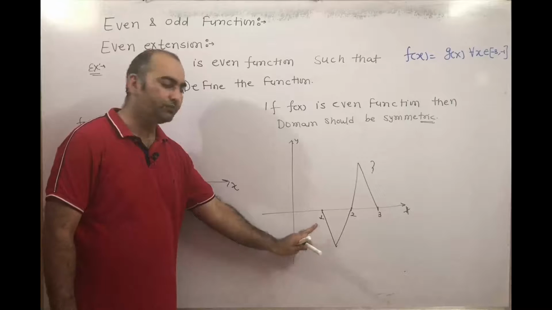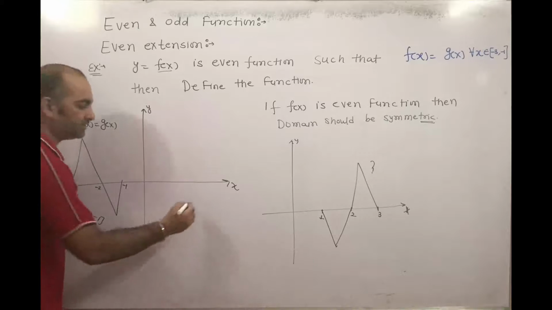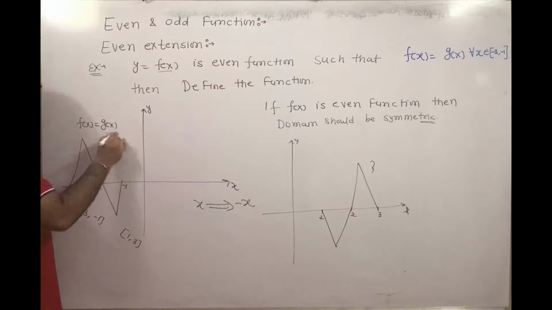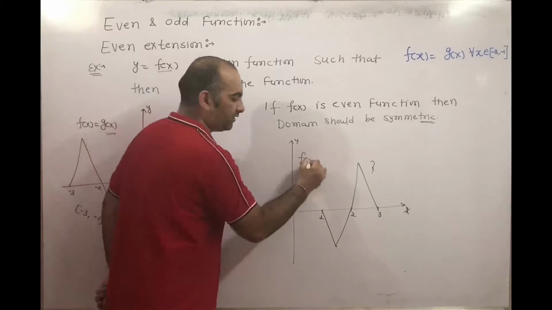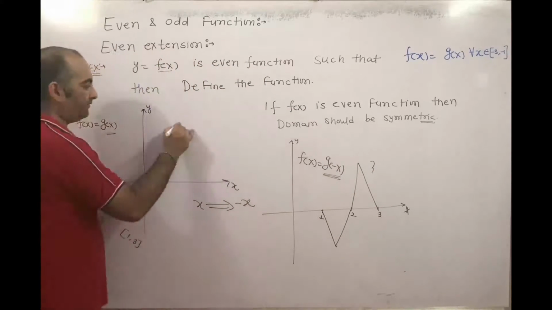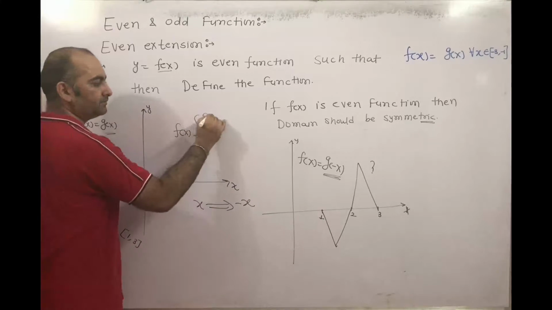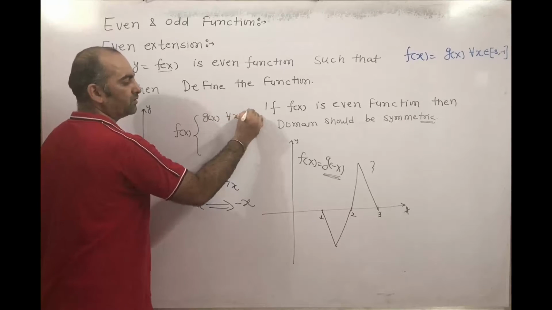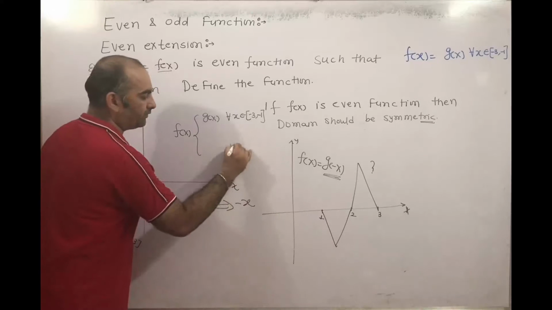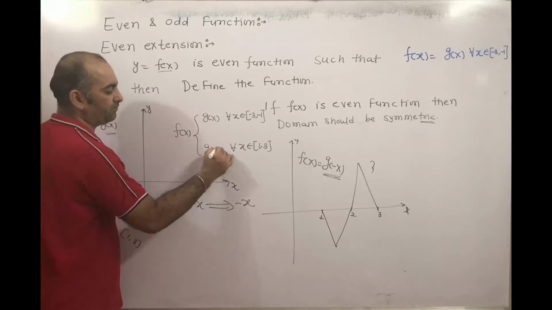So for finding this graph, what will we do? In the function, we have to replace x with minus x. Here the function is g(x), so this function should be f(x) equal to g of minus x. So how to define f(x)? It is given as g(x) for x belonging to minus 3 to minus 1. Then on this side, for x belonging to 1 to 3, f(x) must be g of minus x.